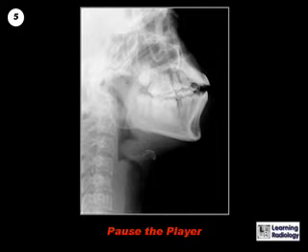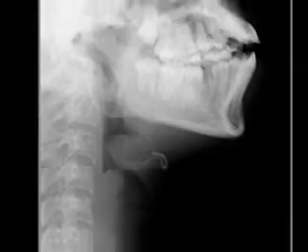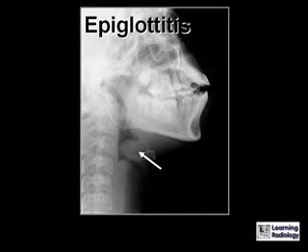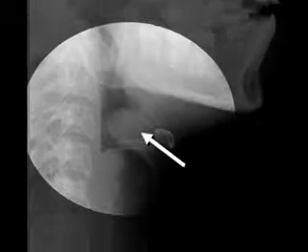Here is your next case. Pause the computer or MP3 player. This is an example of epiglottitis. You'll notice that the white arrow is pointing to an extremely swollen and enlarged epiglottis.